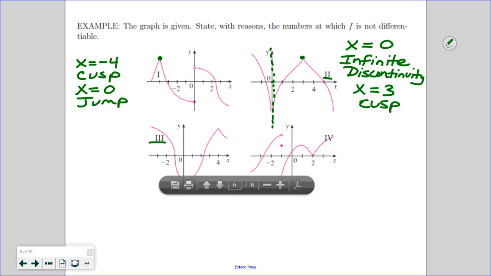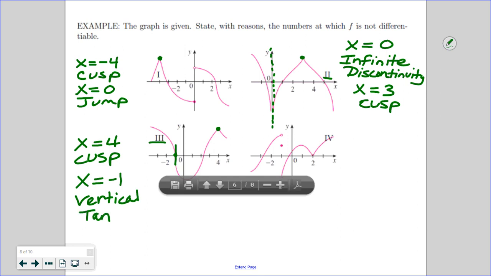All right, so let's look at graph number 3. It's easy to see the sharp corner or cusp at x equals 4. What is harder to see is that there actually is a vertical tangent line right here at x equals -1. Those are definitely harder to see. I can tell you that on the AP exam, they usually will tell you in the question stem where there is a vertical tangent line.